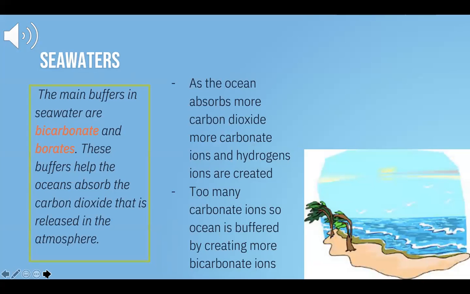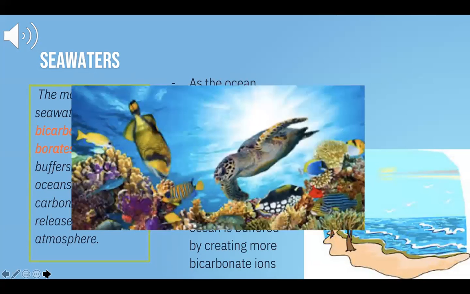The main buffers in seawater are bicarbonate and borates. These buffers help the ocean absorb the carbon dioxide that is released in the atmosphere. As the ocean absorbs more carbon dioxide, more carbonate and hydrogen ions are also created. This causes too many carbonate ions. So the ocean is buffered by creating more bicarbonate ions. If oceans become too acidic, the animals that build their skeleton and shells from calcium carbonate will no longer be able to.